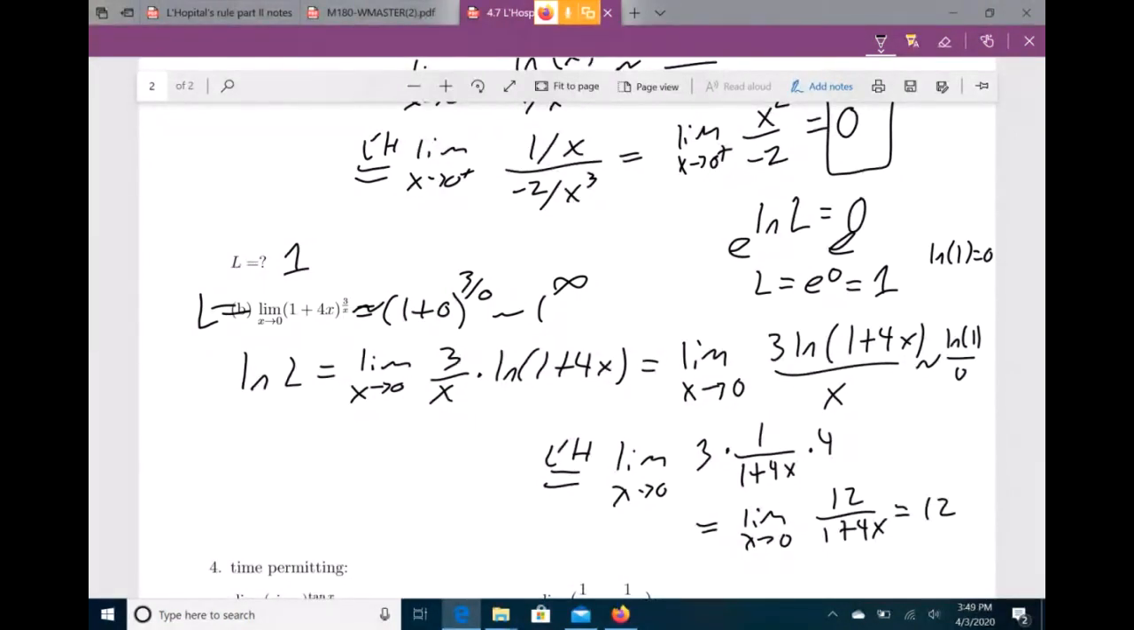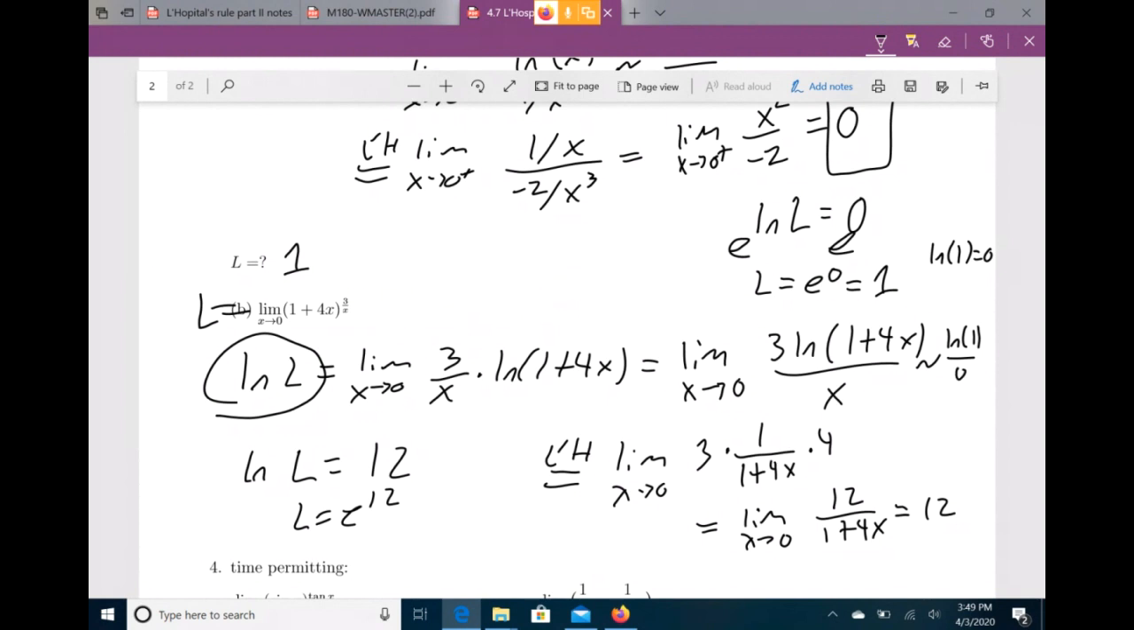Remember, we're not done yet. 12 is the natural log of L, not the actual limit that we wanted to find in the first place. So we've found out that the natural log of L is 12. But then solving for L is easy. It's just e to the 12th. So L is e to the 12th power. Okay, so this limit we can solve, and it's e to the 12th.